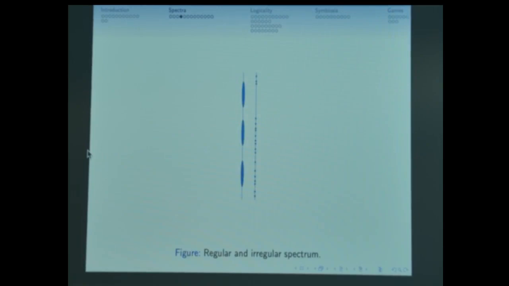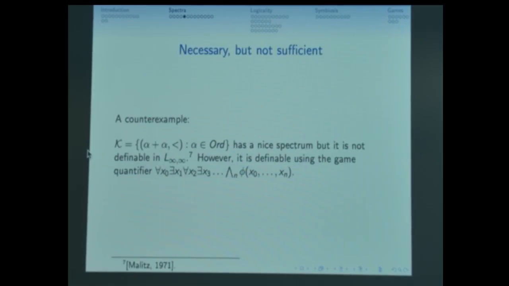Okay, this is a necessary condition but not sufficient. All right, here's a counterexample. Take the class of structures of the form alpha plus alpha for alpha an ordinal. This has a nice spectrum, namely all cardinalities, but it is not definable in L_{infinity infinity}. Here we have unbounded conjunctions and disjunctions, and then alternating blocks of quantifiers, unbounded in each block. However, it's definable using the Härtig quantifier. So the spectrum is the same. Okay? So this is not sufficient, just because a spectrum is given doesn't mean the class is definable.